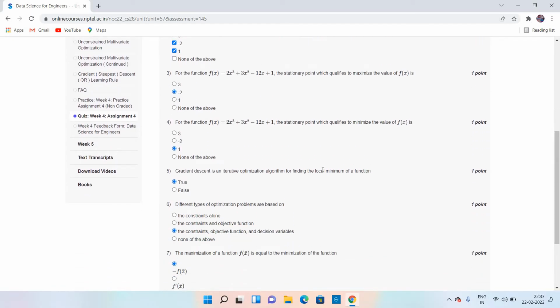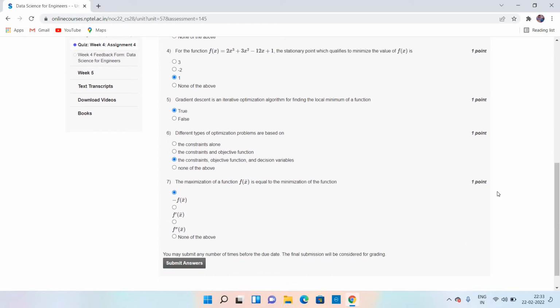And coming to question number 5, gradient descent is an iterative optimization algorithm for finding the local minimum of a function, which is true. So the answer is true. And now coming to question number 6, different types of optimization problems are based on the constraints, the objective function, and the decision variables. These three are the main factors of different types of optimization. And coming to question number 7, the answer is A, that is minus f of x bar.